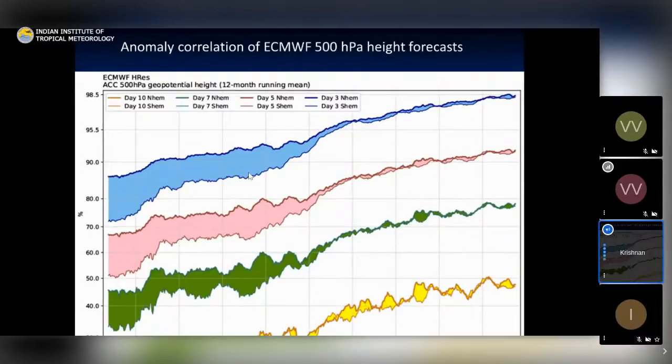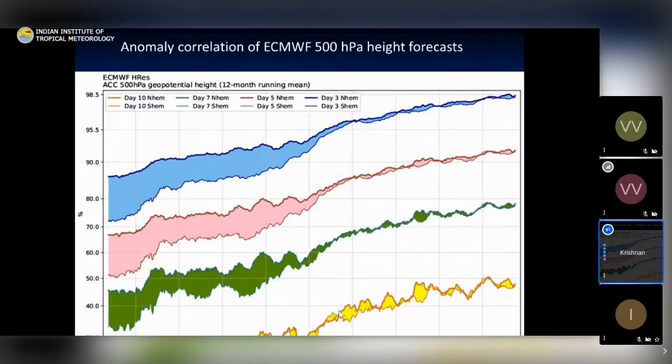So the blue lines are the 3-day forecast. The solid line is the northern hemisphere. The dotted, light blue line is the southern hemisphere. Blue is for the 3-day forecast. Red is for the 5-day forecast. Green is for the 7-day forecast. And yellow, orange is for the 10-day forecast.